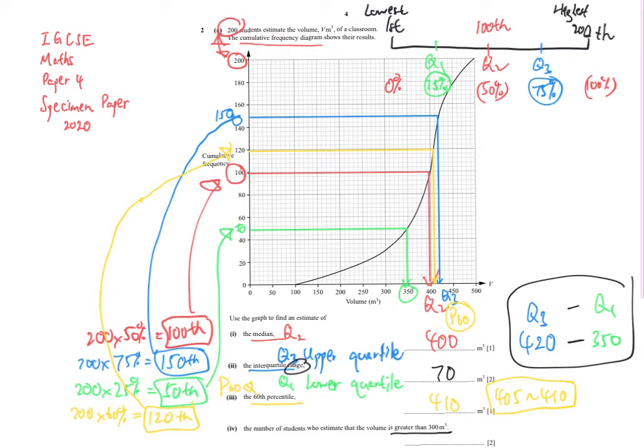For part 4 here, we want to do something in reverse. It's greater than 300 cubic meters, so we need to use this number.